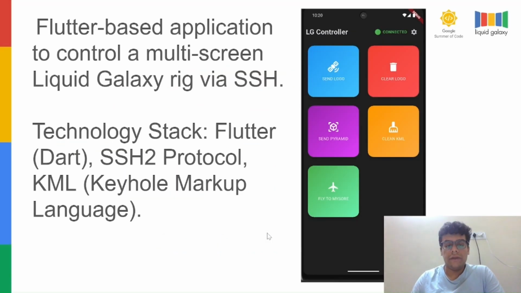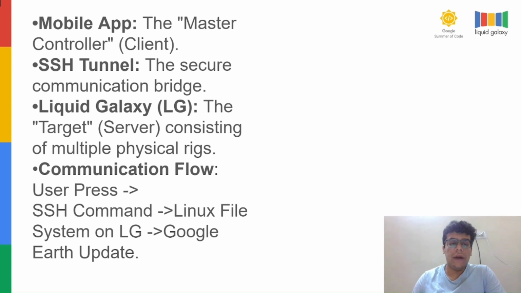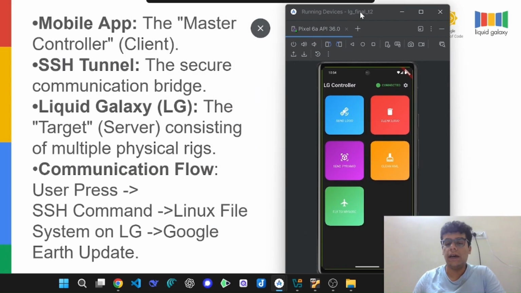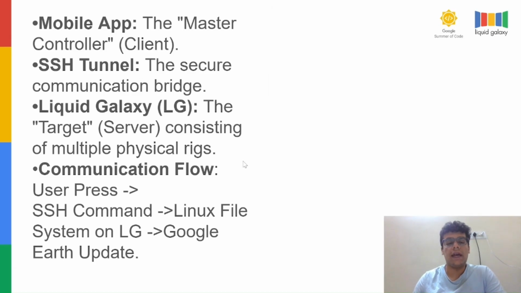So let us now go deep dive into the code base. This is a Flutter-based application to control my triple screen Liquid Galaxy rig via SSH. The technology stack it uses are Flutter, SSH2 protocol, and KML. The mobile app is the master controller, which is a client, and then the SSH tunnel is used to establish a secure communication bridge. And then my target is the Liquid Galaxy server, which consists of 3 Liquid Galaxy rigs. So the communication flow is the user on pressing a button sends the SSH command, which is written into the Linux file system. So the Google Earth reads that and gets updated.